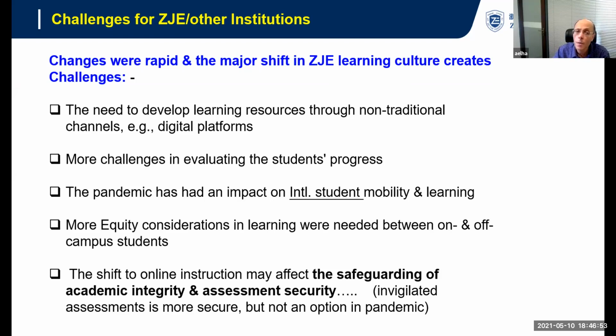This was a big problem because more equity consideration in learning was needed between the on-campus and off-campus students. In addition to that, in some institutions, the shift to online instruction might affect the safeguarding of academic integrity and assessment security. We know that invigilated assessment is more secure, but this was not an option during the pandemic.